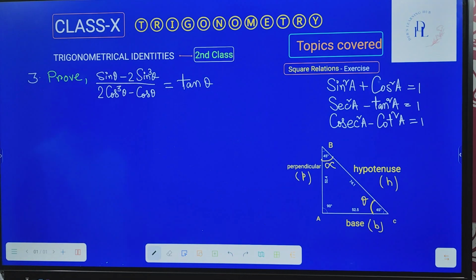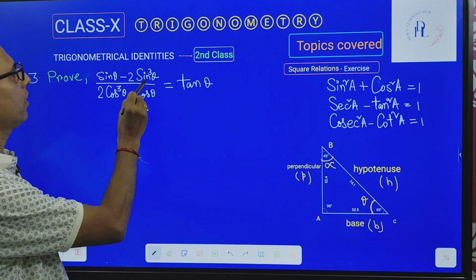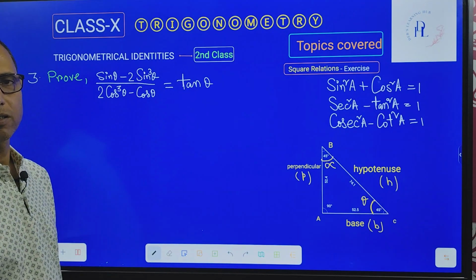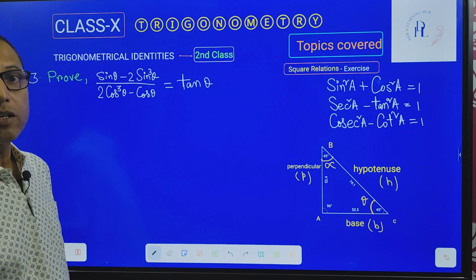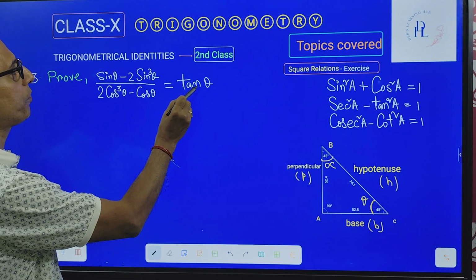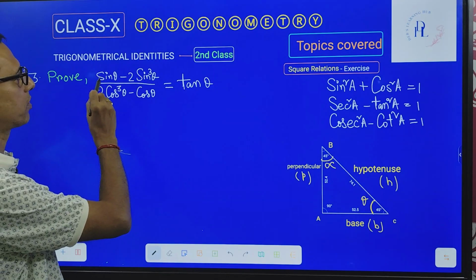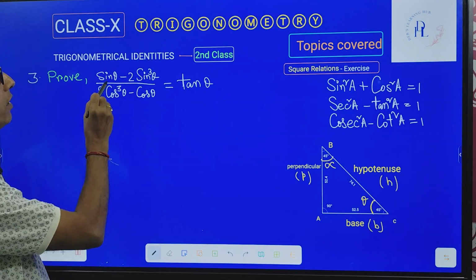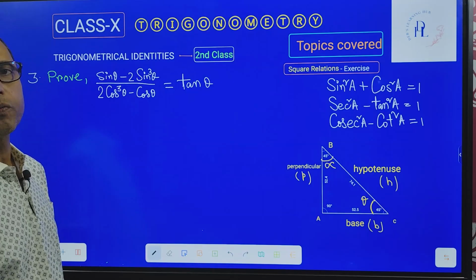So here, our third problem is: prove sin theta minus 2 sin cube theta divided by 2 cos cube theta minus cos theta equals tan theta. My first point: try to start from the complicated or complex side rather than starting from the simple one. It is very difficult to prove starting from the right hand side, tan theta, and coming towards the left hand side. The complex one is on the left hand side, so it will be easier for you to prove the right hand side.